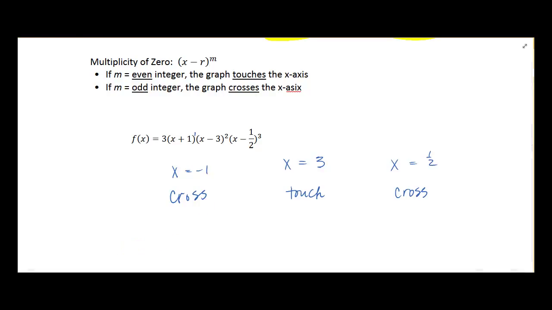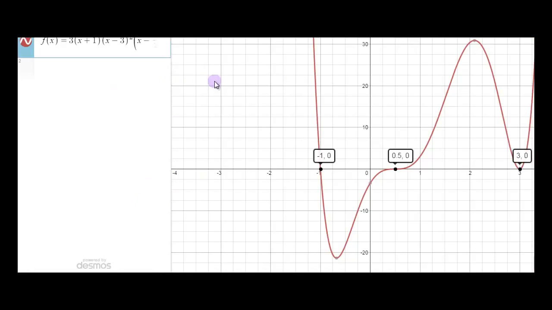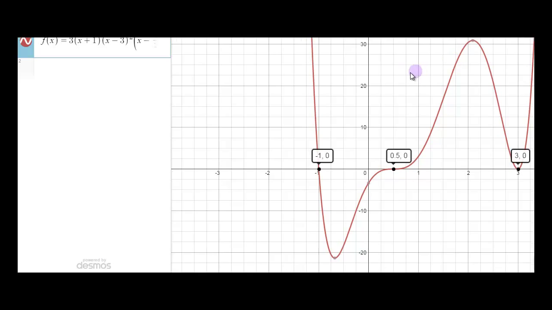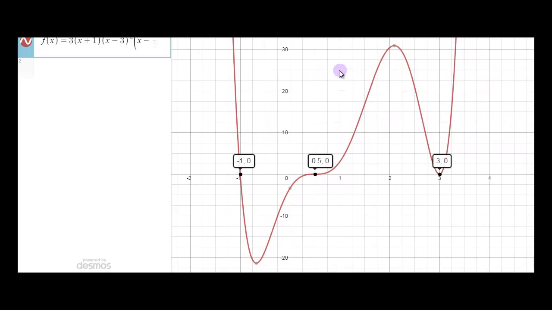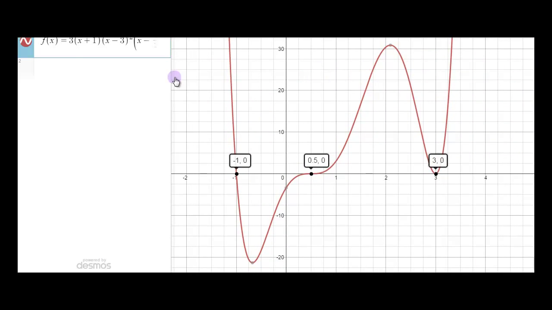So if I were to graph this on the computer, and let me see if I can make this just a little bit bigger for you right there. Okay, this is my function. I put it into Desmos. I tend to like this online graphing calculator.